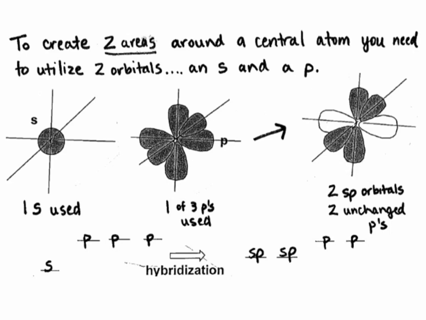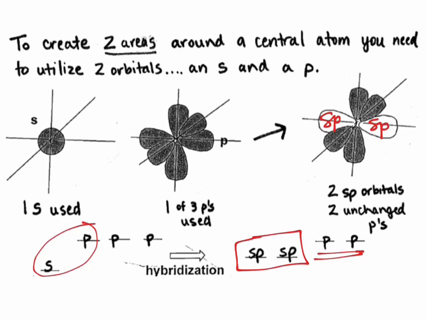If we only wanted 2 areas, then we use one s and one of the p's. That gives me 2 sp hybridized orbitals and then 2 unchanged p orbitals.